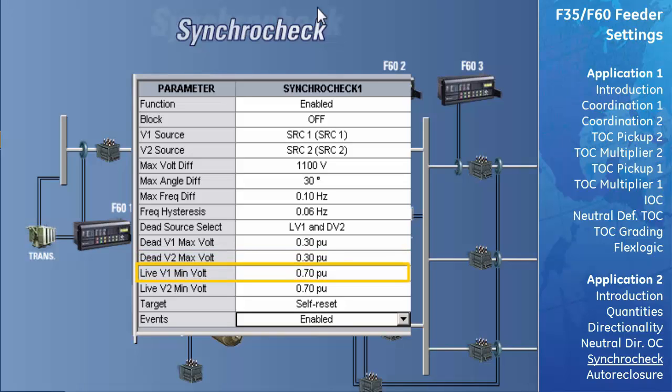The Synchrocheck 1 live V1 minimum voltage setting establishes a minimum voltage magnitude for V1 in per unit. Above this magnitude, the V1 voltage input used for Synchrocheck will be considered live or energized. We will set this to 0.7 per unit. The Synchrocheck 1 live V2 minimum voltage setting establishes a minimum voltage magnitude for V2 in per unit. Above this magnitude, the V2 voltage input used for Synchrocheck will be considered live or energized. We will set this to 0.7 per unit.